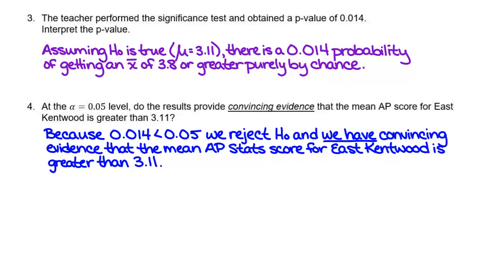So interpret p, compare your alpha level to your p to reach your decision, make your conclusion, make sure you have context. So far, so good? All right. Tomorrow, we will run through all 4 C's to do a hypothesis test for a mean.